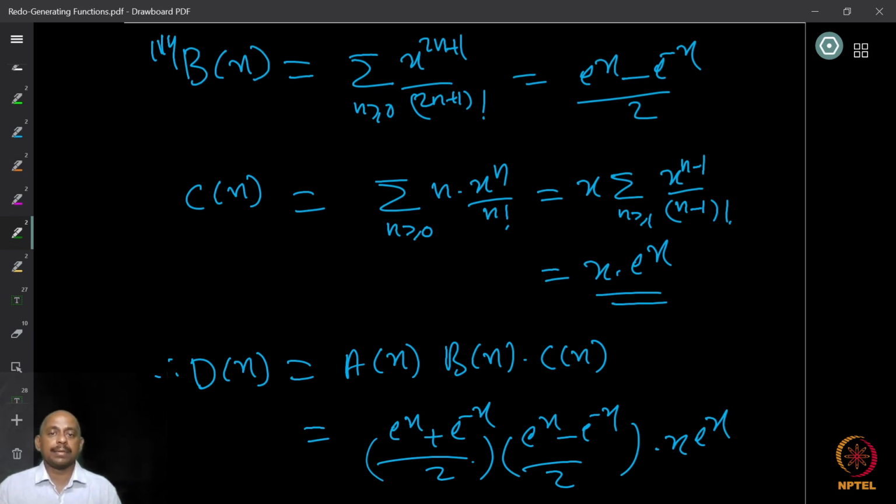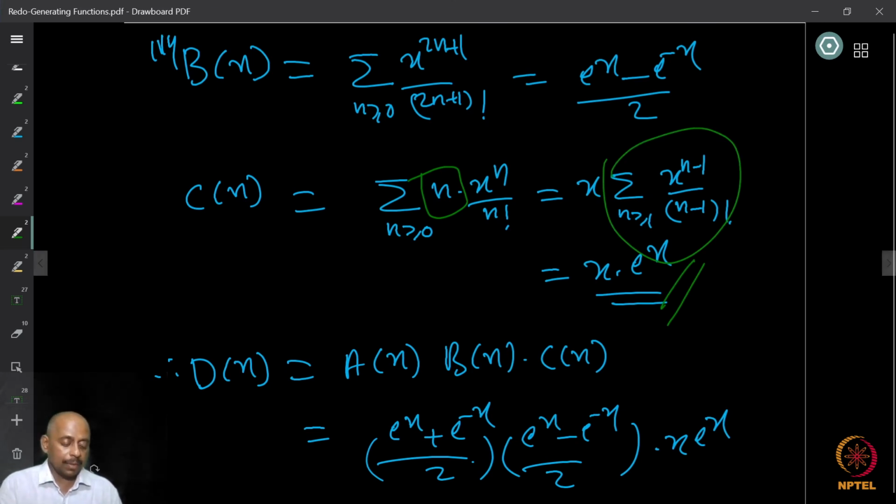And c of x is the summation of n into x raised to n by n factorial, because once you have n people, you have to choose one of them as president in n possible ways. Any of the n can be a president. Therefore, there are n possible ways when you are given a set of n guys. So I have the summation of n into x raised to n by n factorial, which I can write as x times e raised to x by taking one x outside. And this summation is already known to us.